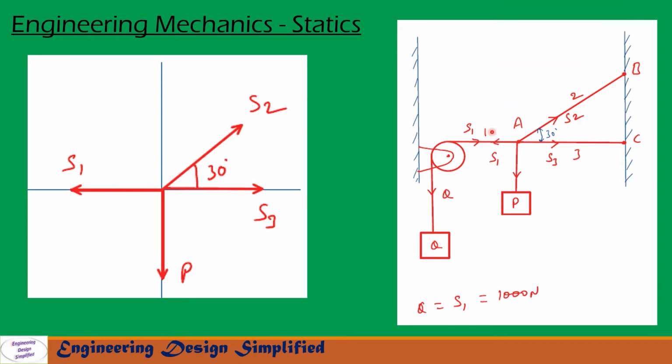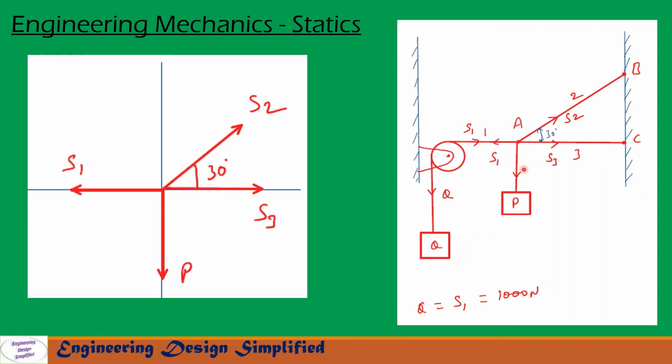Let us see forces and reactions in this system. So here weight P is acting downwards, and since weight is acting downwards, this side of the string will experience a tension S3 and this side of the string will experience a tension S2, and angle between these two is 30 degrees, that is given in the problem. And this side of the string will experience a tension S1. Since the weight Q is acting downwards and it is over a pulley, and if we neglect friction, Q will be equal to S1. So from this arrangement we can write Q equal to S1 equal to 1000 Newton, that is given in the problem.